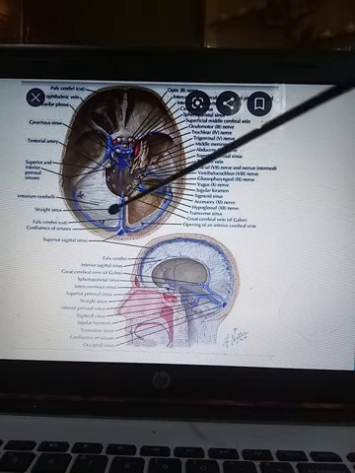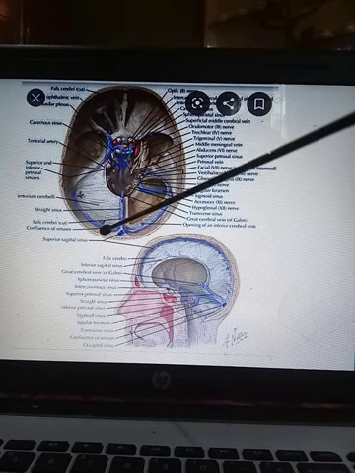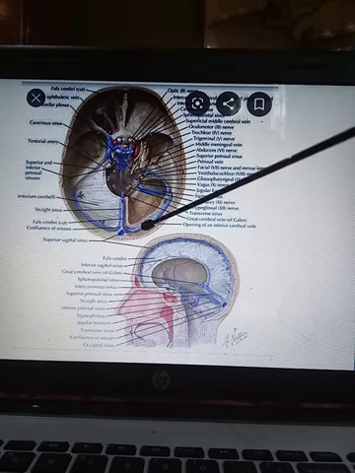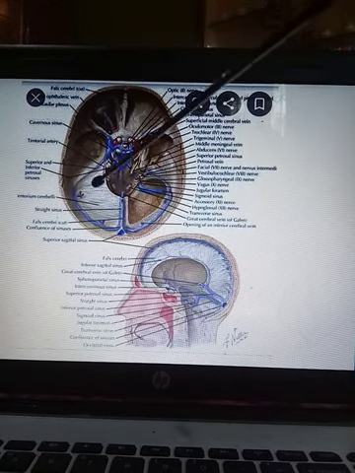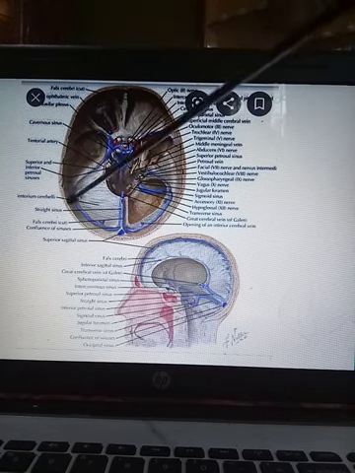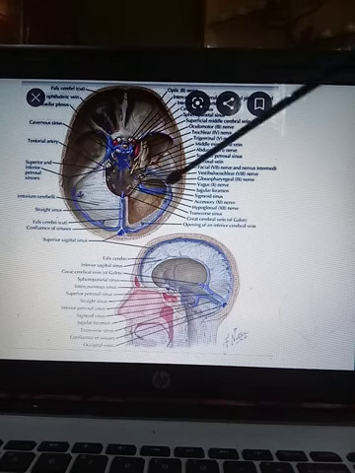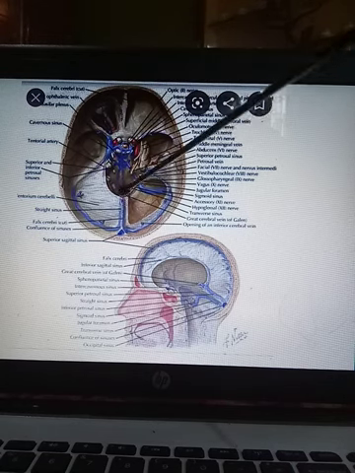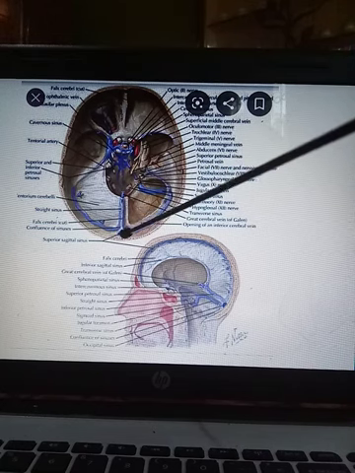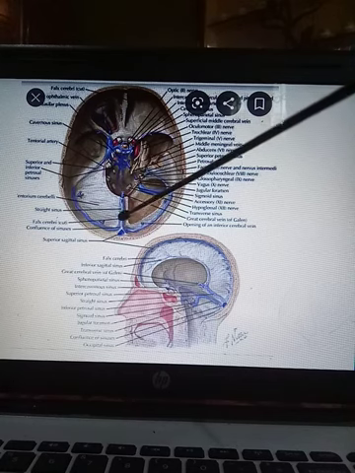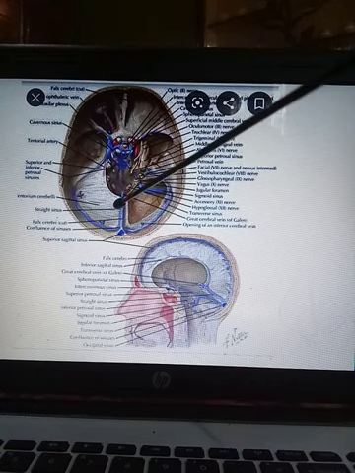Then posteriorly, you can see in the picture, you have a sulcus here that is called the transverse sulcus. It is attached to the transverse sulcus on the occipital bone, and some part is attached to the parietal bone. Then this point here, this blue dot, is called the confluence of the sinuses. Here all the sinuses meet.